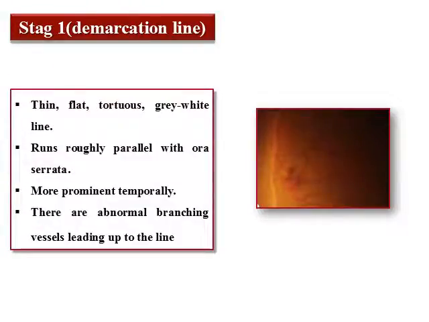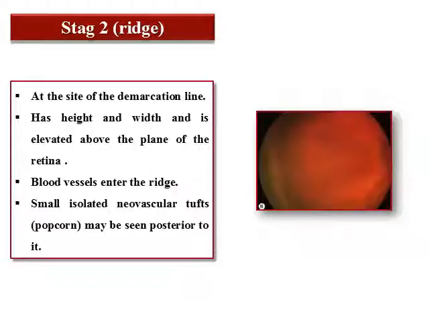Stage 1 means demarcation line, which is a thin, flat, tortuous gray line, like this one. It runs roughly parallel with the ora serrata, mostly temporally. How can we see it? We will follow the blood vessels, which are abnormal branching vessels. It will lead us to it.